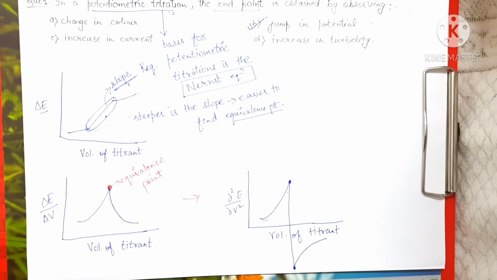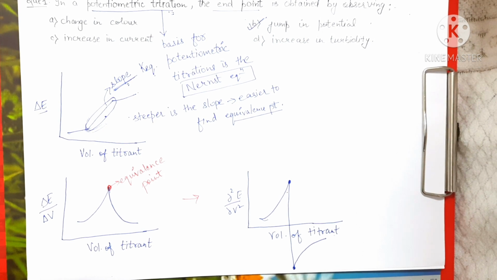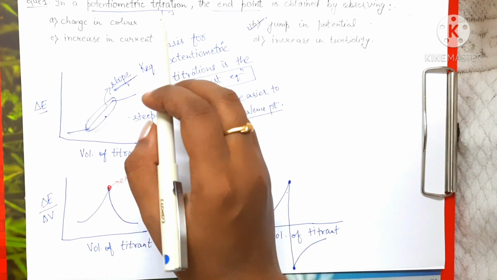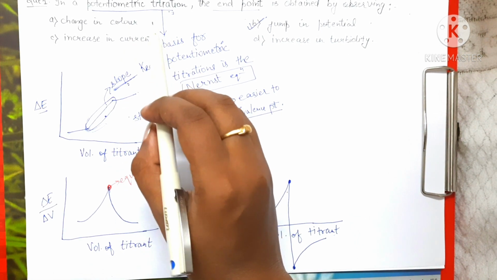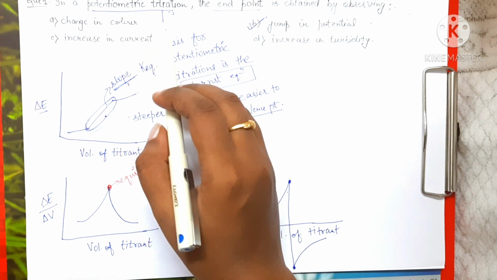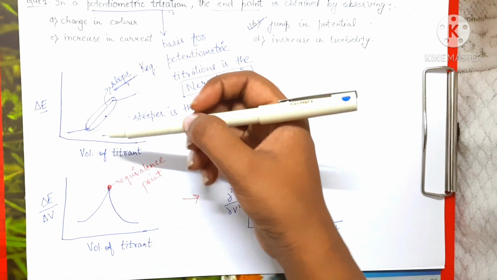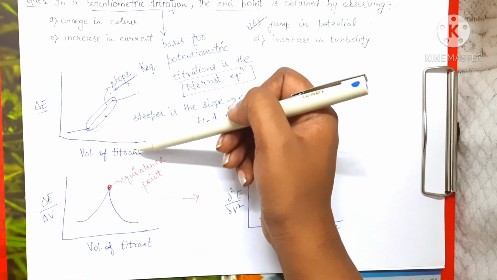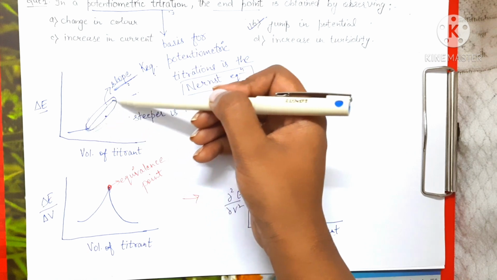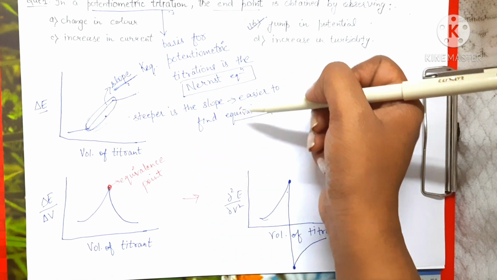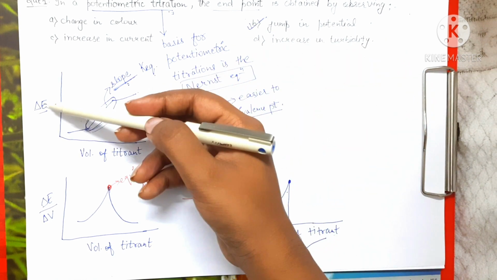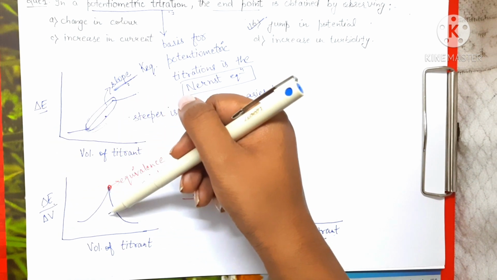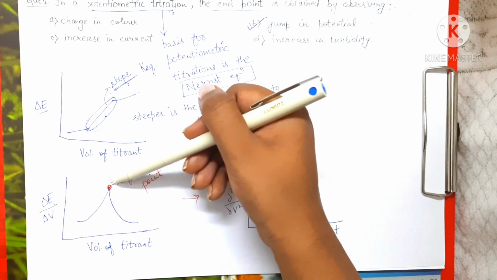Hoping that this question is clear to you guys, that potentiometric titrations are those titrations in which we are going to find out the end point of the titration using the potential values. So what we do is we plot a graph between potential value and the volume of titrant. But if we are not able to get the equivalence point with accuracy, we are going to take the derivative of this potential value. Then we get a graph like this.